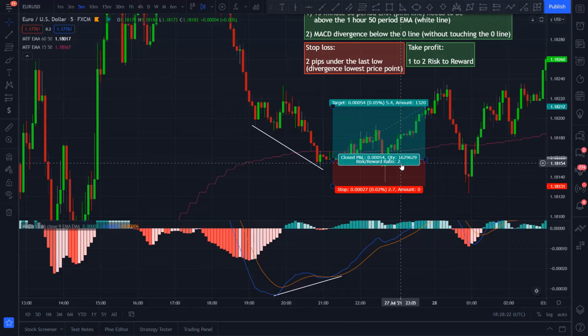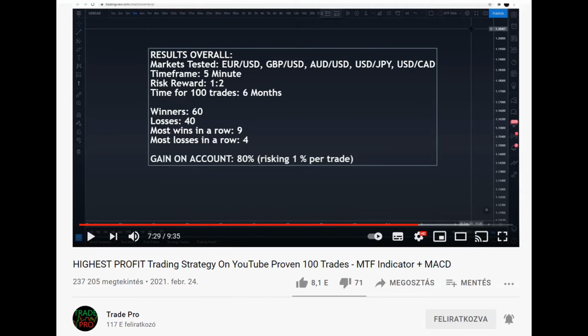Today we are testing one of your requests, which is TradePro's best performing strategy, to see if it is really that good. Is 80% gain on the account possible within 100 trades?